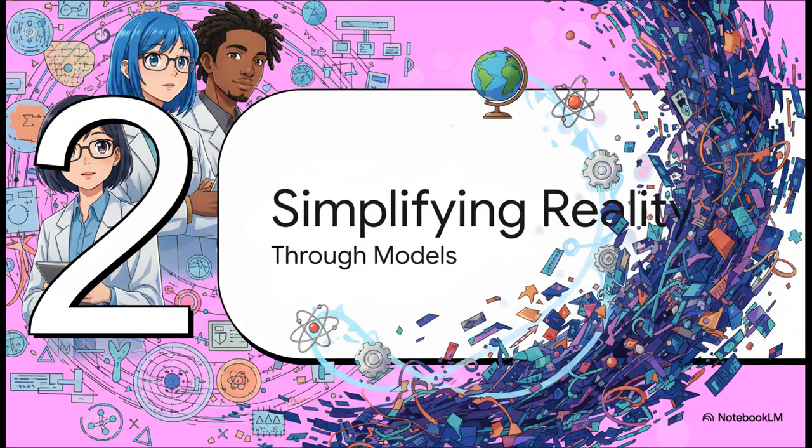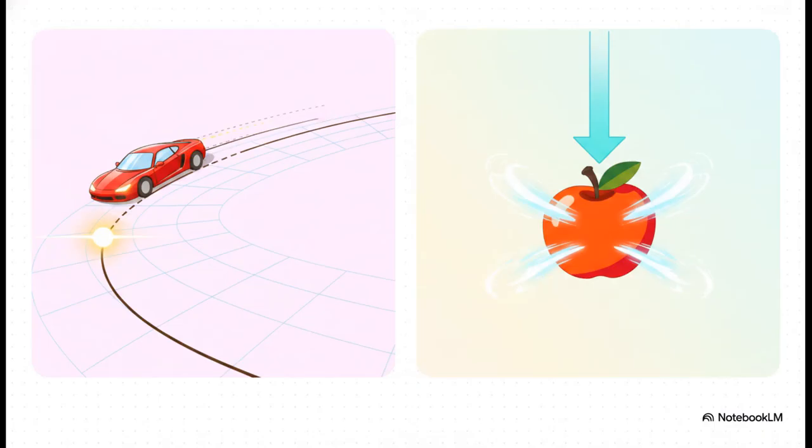Moving right along to Section 2, simplifying reality through models. You see, reality is simply way too complex to study all at once in full detail. Honestly, it's overwhelming. And that is exactly why scientists rely so heavily on simplification and modeling to actually get their work done. This brilliantly illustrates how our specific goal dictates what details we intentionally drop. As someone who has spent years in the lab, I can tell you that sometimes ignoring things is literally the smartest move you can make.